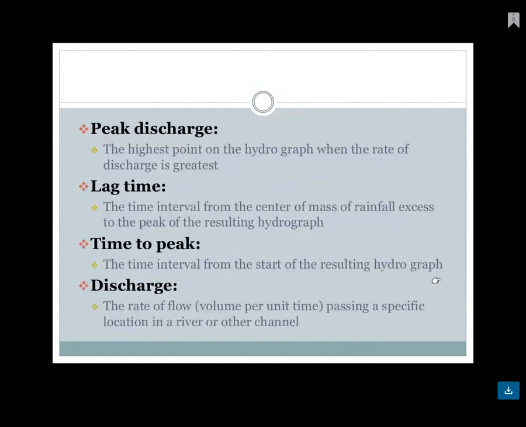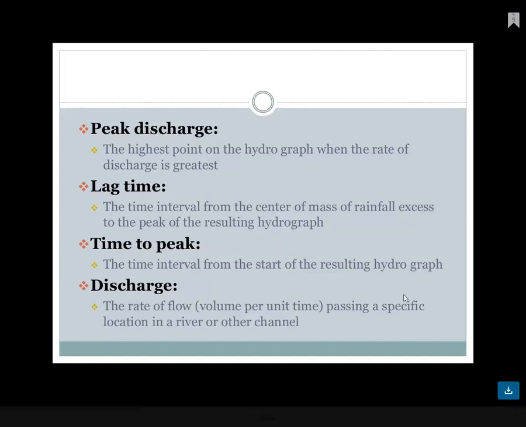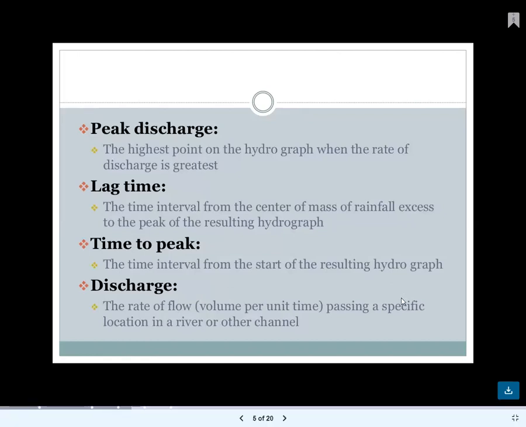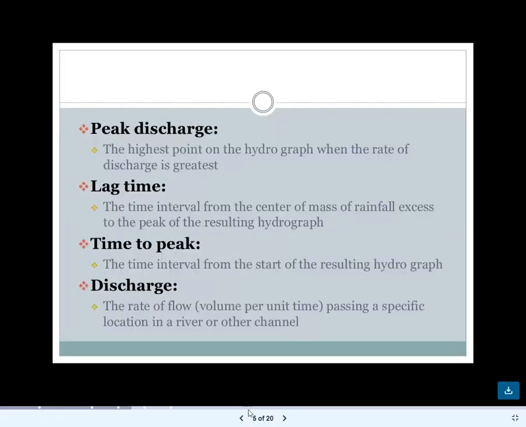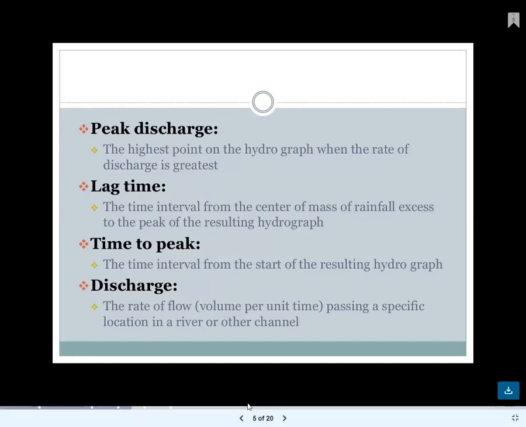Next is peak discharge. As we see, peak discharge is the highest point on the hydrograph when the rate of discharge is greatest. Where water discharge is maximum, that point is called a peak discharge. So peak discharge is the highest point on the hydrograph when the rate of discharge is greatest. Next point is lag time. As shown in the hydrograph here, lag time is the interval from the center of mass of the rainfall axis to the peak of the resulting hydrograph, that is called a lag time.